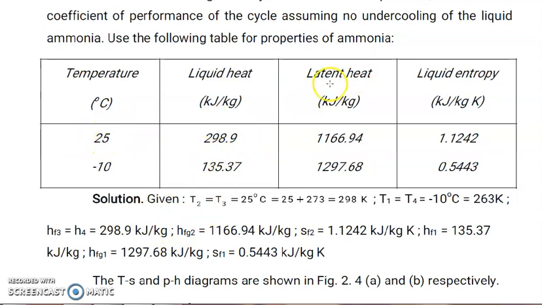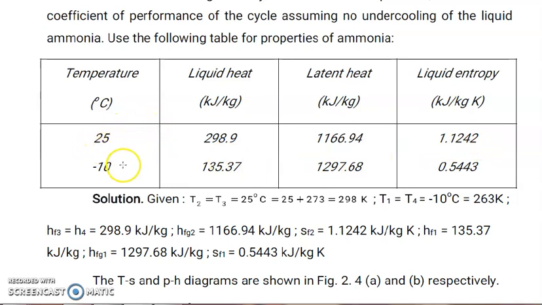Correspondingly, at 25 degrees Celsius the latent heat is given. Then we can write hfg2 is equal to 1166.94 kilojoule per kg. Liquid entropy sf2 is given as 1.1242 kilojoule per kg Kelvin. So this is about the 25 degrees Celsius.